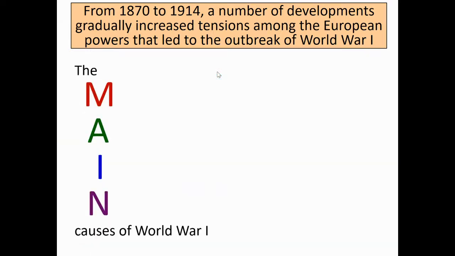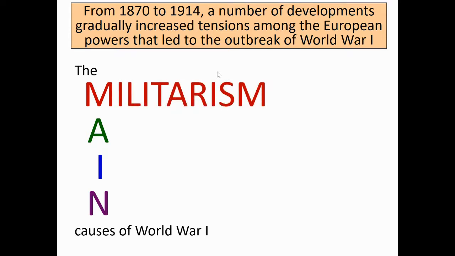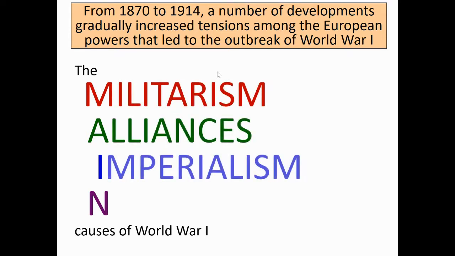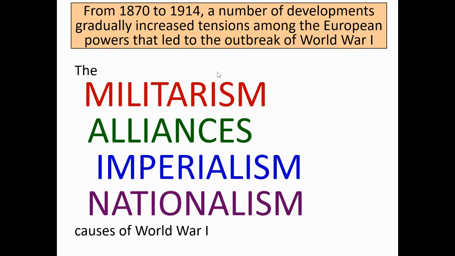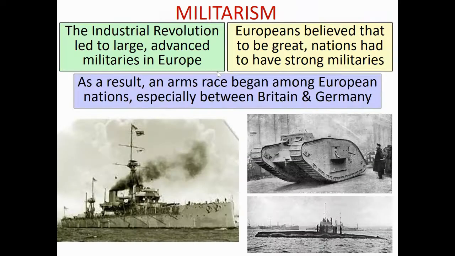Now, hopefully you watched the Edpuzzle video that I posted and asked you to watch first, which kind of laid the foundation of the four main causes. So I think what's easy about remembering these is an acronym. It helps you remember the four main causes of World War I. So militarism, alliances, imperialism, and nationalism. So let's review each of these.